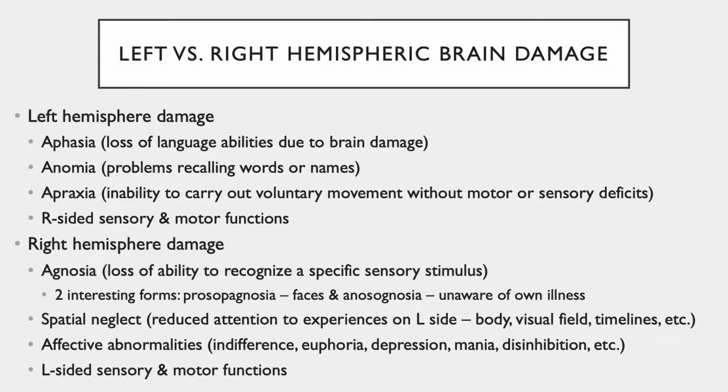Affective abnormalities are also common with right hemisphere damage, and that's because the right hemisphere is involved in comprehension of expression and affect. Some of these symptoms might look like indifference, euphoria, depression, mania, disinhibition, or a variety of other outcomes as well. Similarly to what we talked about in terms of left hemisphere damage and the contralateral function, right hemisphere damage leads to left-sided sensory and motor difficulties.